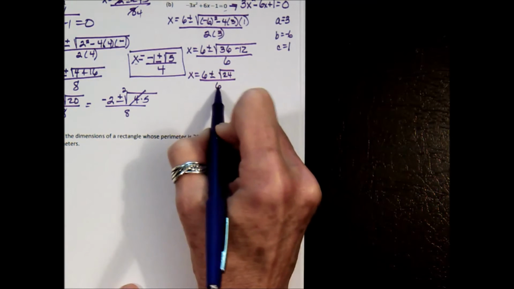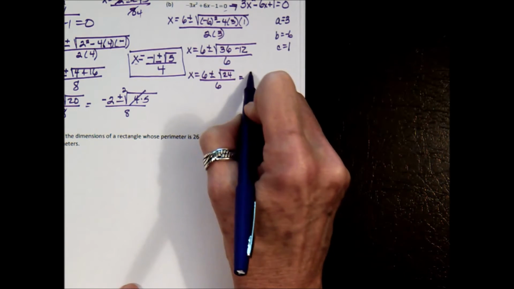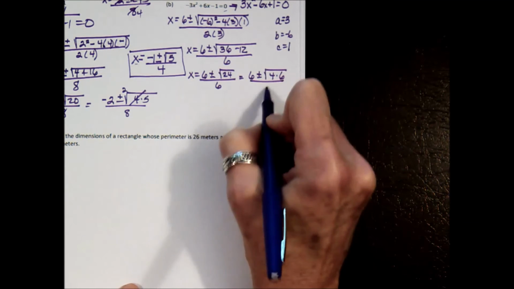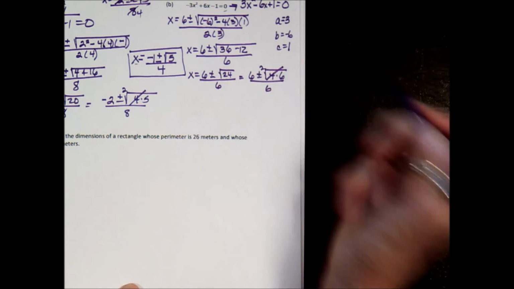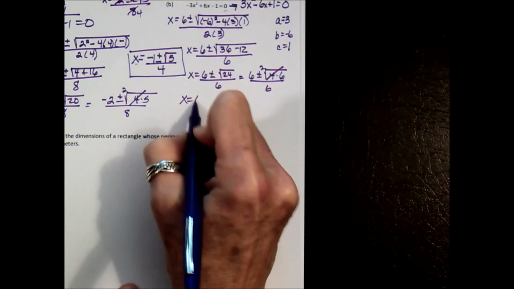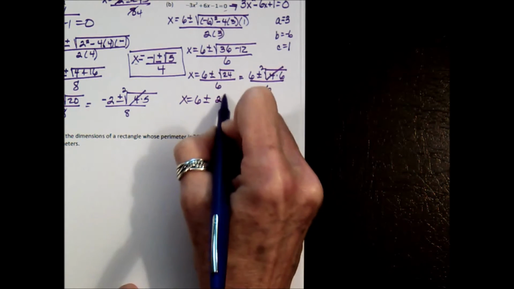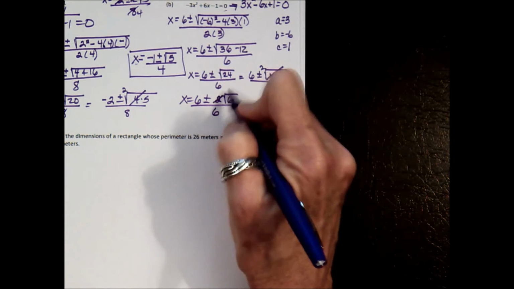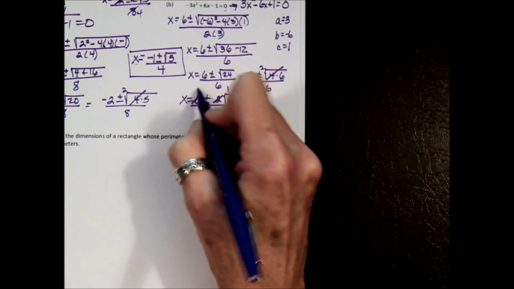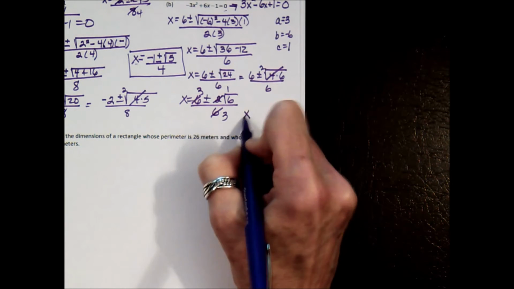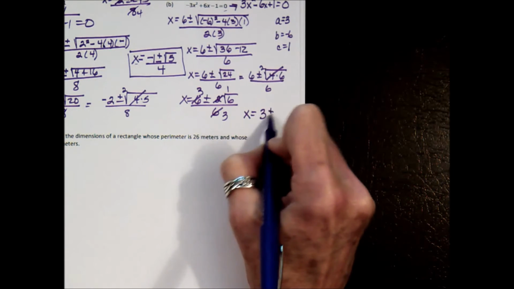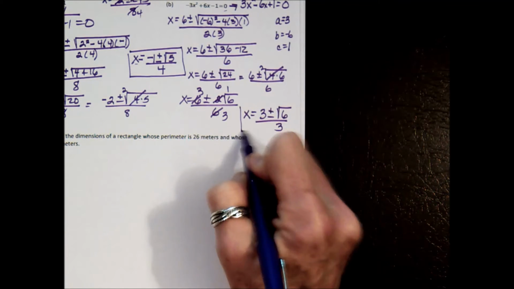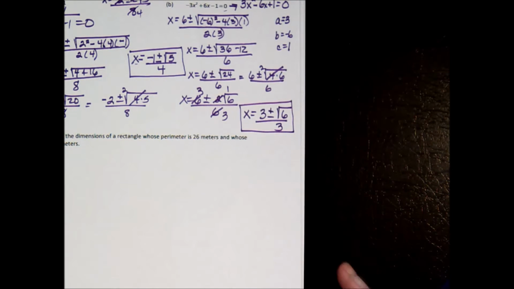You cannot cross cancel yet. We're going to break that down into 4 times 6, and we're going to pull out the square root of 4. So x equals 6 plus or minus 2 radical 6 over 6, and now we can cross cancel. 2 goes into 2 once, it goes into 6 3 times, and we end up with x equals 3 plus or minus 1 radical 6 over 3. Again, it's the details here that will get you.